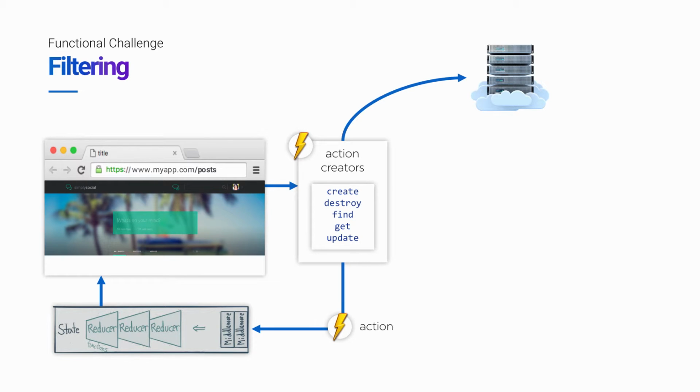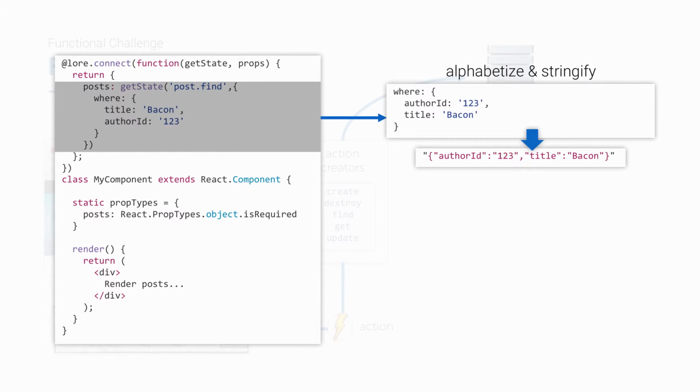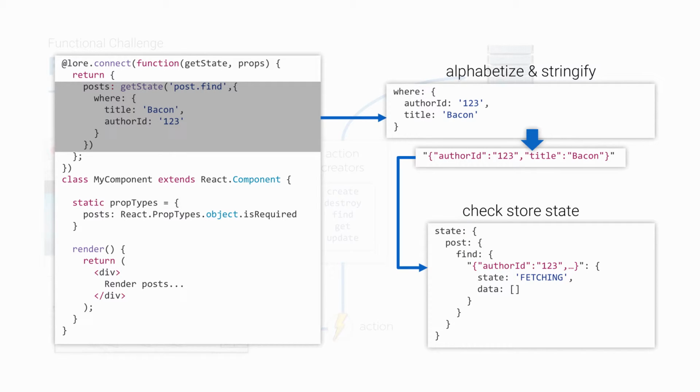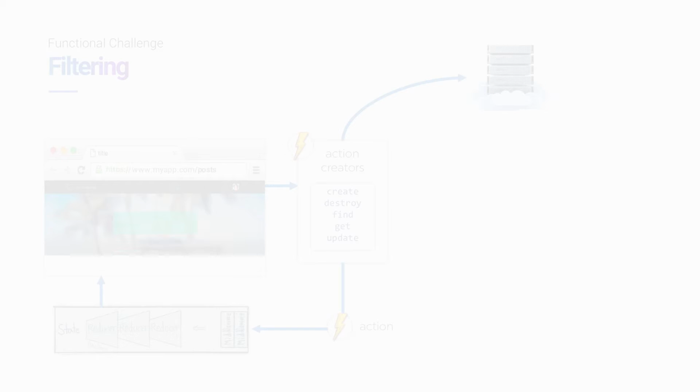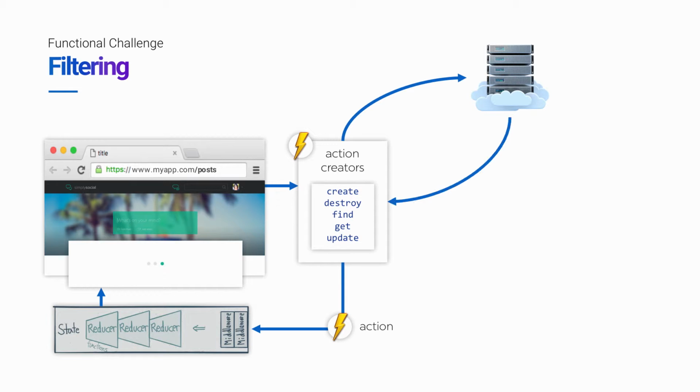So now, when our application is notified of the change, our component will once again request all posts matching that author ID and title. But this time, the data will be in the store, so no action will be fired. Instead, the component will take the data it finds and show a loading experience to the user. So now we're going to fast forward in time to when the request we sent out comes back from the server.